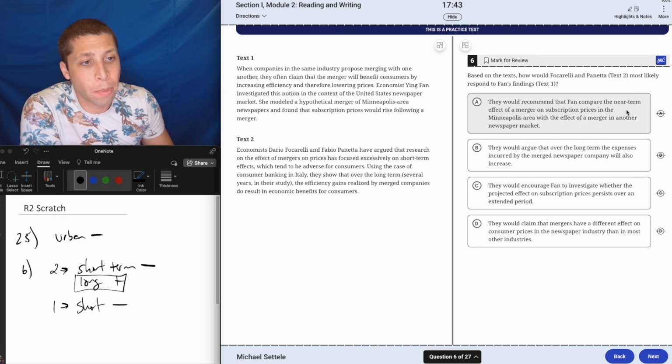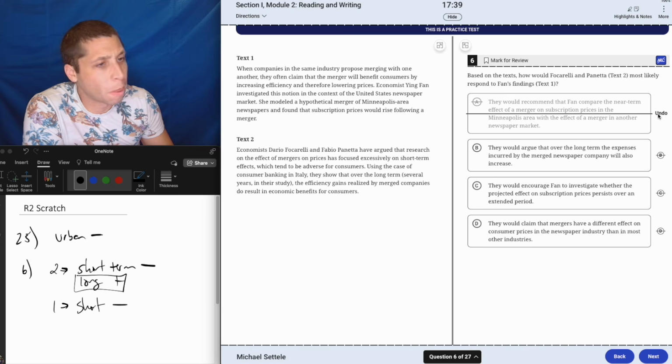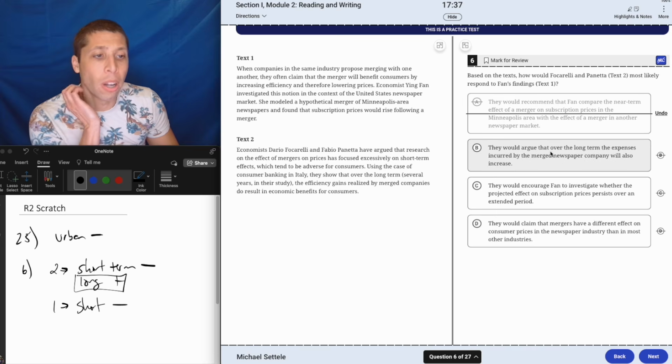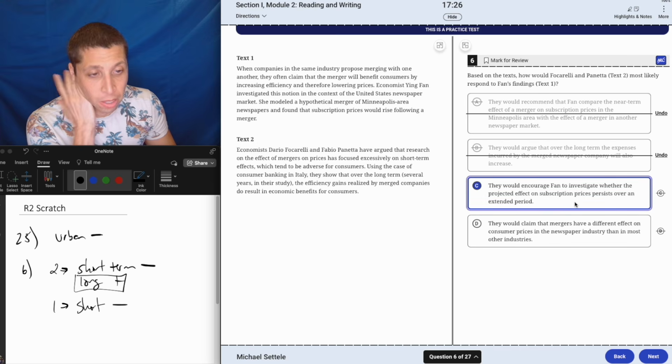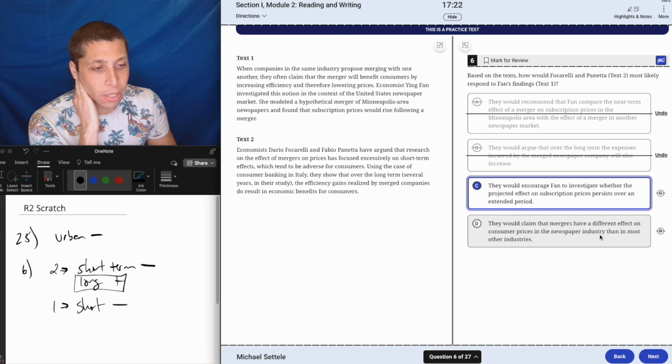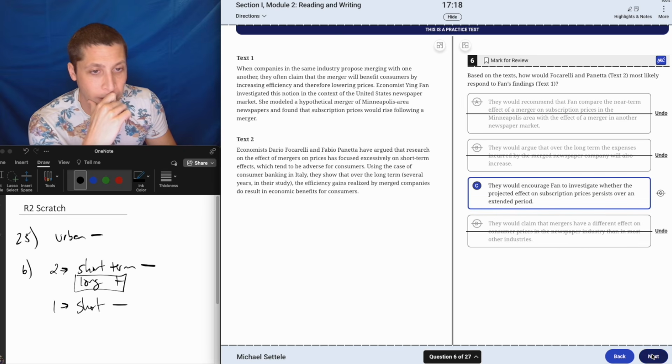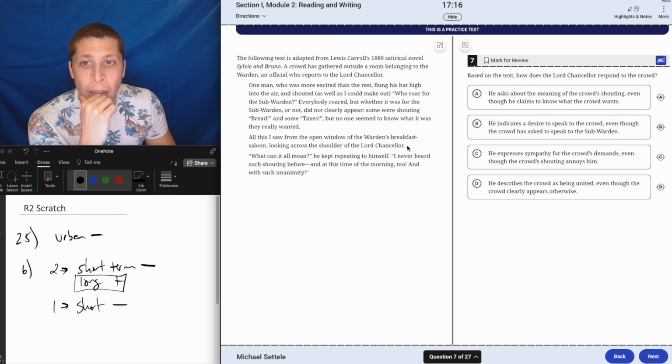They would recommend that Fan compares the near-term effect of a merger on subscription prices in the Minneapolis area with the effect of a merger in another newspaper market. No. They would argue that over the long term, the expenses incurred by the merged newspaper will also increase. No, that's saying that long term is bad. We want to say the long term is good. They would encourage Fan to investigate whether the projected effect on subscription prices persists over an extended period. Yep, because if it just look and see if it's good. They would claim that mergers have a different effect on consumer prices in the newspaper industry than most other industries. No, not about other industries. Definitely see.